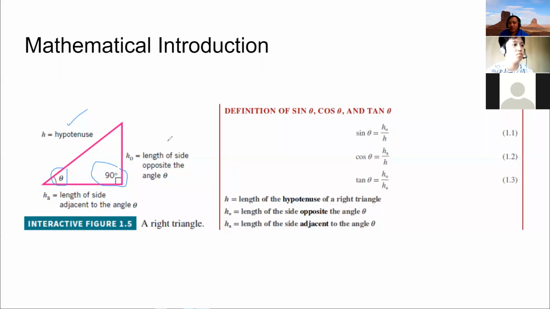So again, the introduction to vectors is on trigonometry. We deal with a right triangle. There's an angle, this 90 degrees, and opposite to that 90 degrees is the hypotenuse. And there is a theta here as defined.